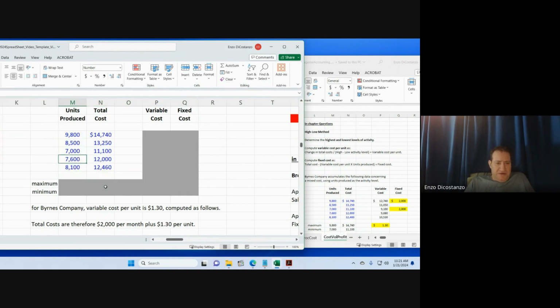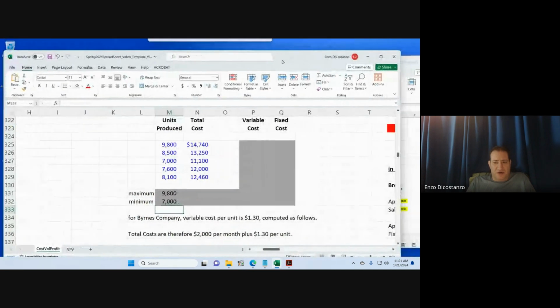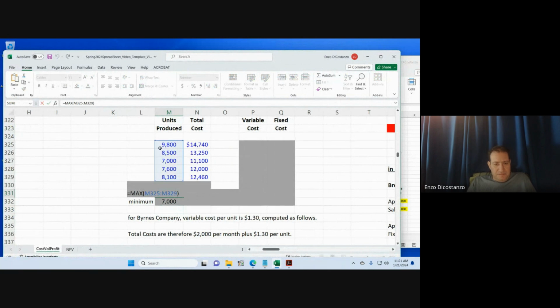Let's clear out the fill here. So we're going to look for maximum and minimum, and we're going to use those functions again. We're going to use the max function and designate that particular array to get us the 9,800. And this is the minimum function. This needs to get shifted up a bit. So it's rows 325 to 329. Those are your rows.